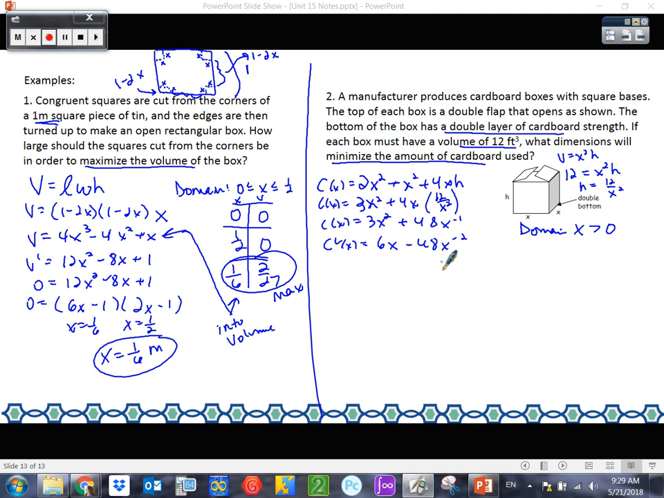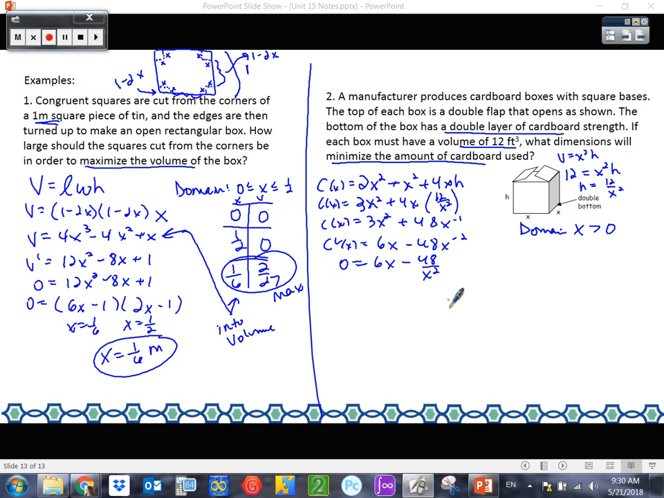So is 0 going to be a valid answer to this? No. I mean, if x is 0, we don't even have a box, right? We don't even have a problem with it. No, we cannot make x 0 to make the problem go away. Sorry. If x is 0, we just don't even have a box, so we can't do that. But we can set the derivative equal to 0. So 0 equals 6x minus 48 over x squared.